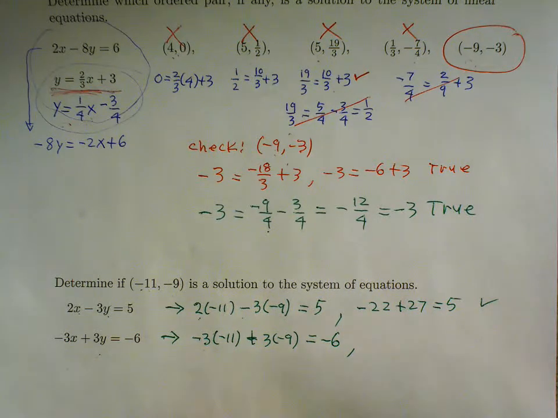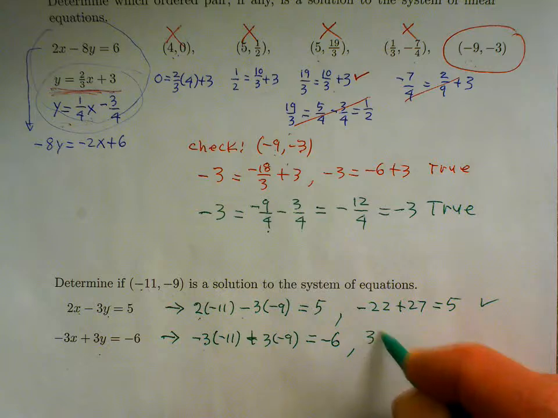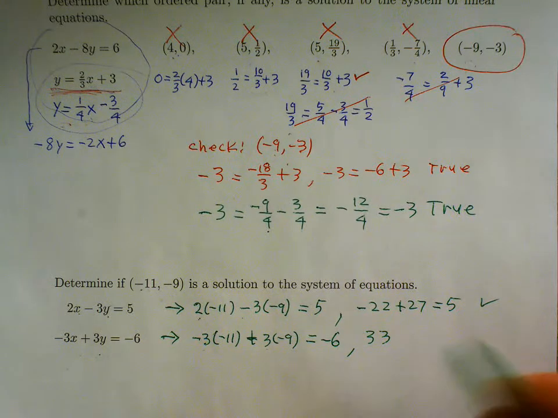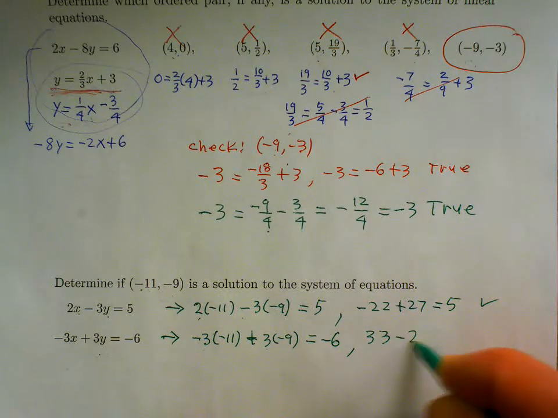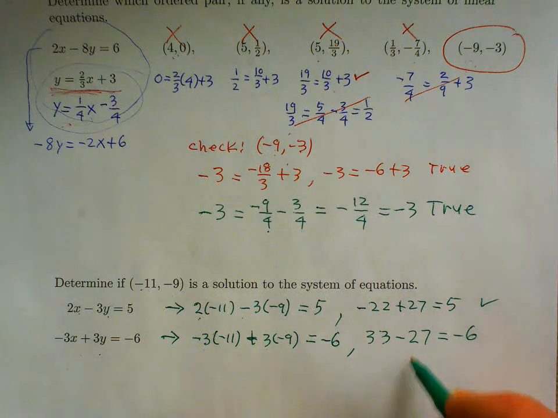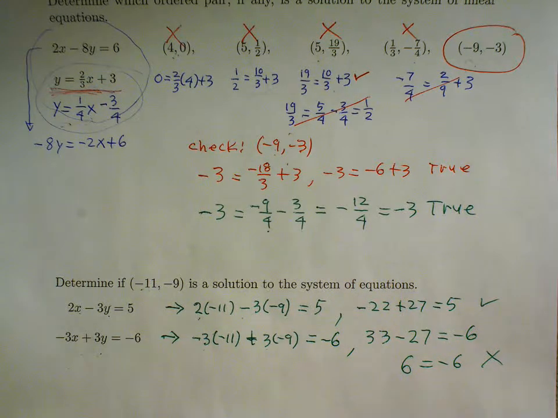-3 times -11 is positive 33. And 3 times -9 is -27. So 33 minus 27 equals -6. Or 6 equals -6. That is false. So -11, -9 is not a solution.